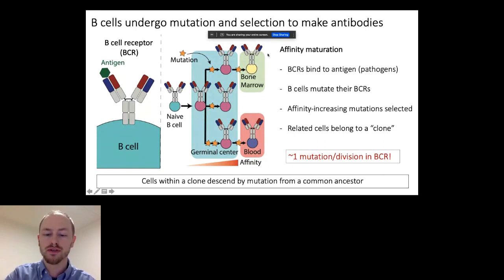It also produces what we call B cell clones, which are B cells that relate to each other by descent from a common naive B cell. So these two B cells would be considered part of the same clone because we can trace their ancestry back to this common naive B cell.